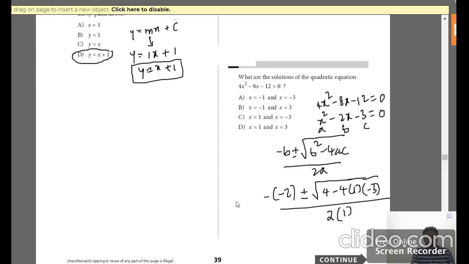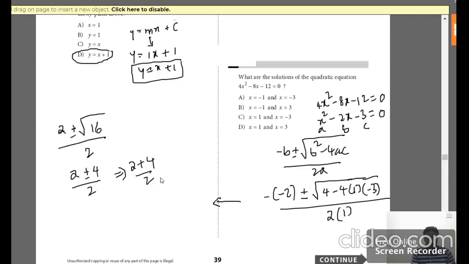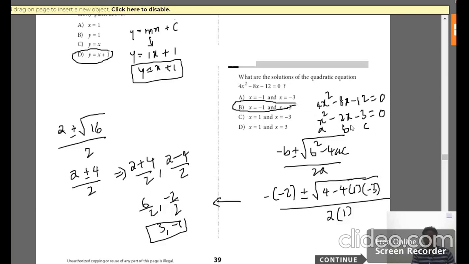So we can do the rest here. Positive 2 plus or minus the square root of 4 plus, negative times negative gives positive, 4 times 3 is 12. 12 plus 4 is 16, divided by 2. Taking the square root of 16 gives 4. So you take one time positive 4 and divide by 2, and one time negative 4 divided by 2. You get 6 over 2 and negative 2 over 2, which is 3 and negative 1. We check the options: x is positive 3 and x is negative 1. So B is your answer.